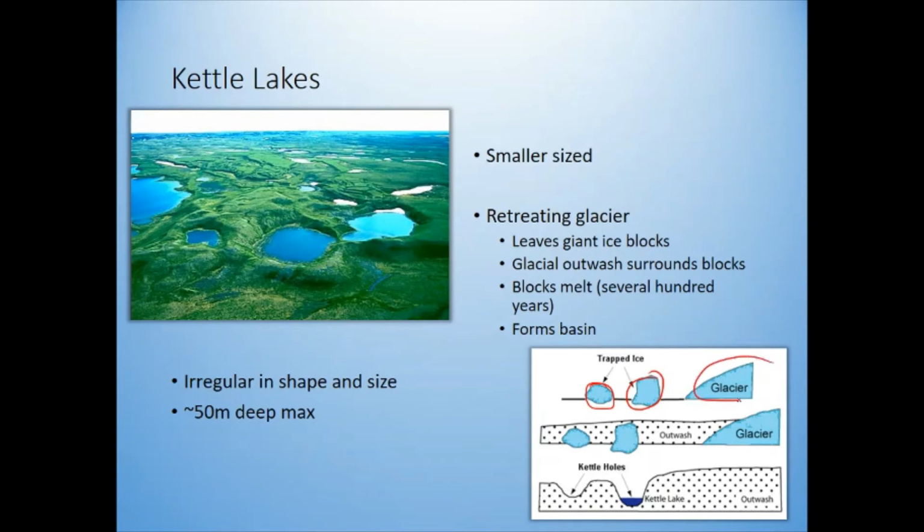And because this glacier is continuously melting, the water runs off and we get this outwash of dirt filling in around these areas. So what happens then is, over thousands of years, this ice block melts and then we get a kettle lake. And these are all the smaller, irregularly shaped lakes that we have in basically northern Wisconsin, or pretty much any lake around here, really.